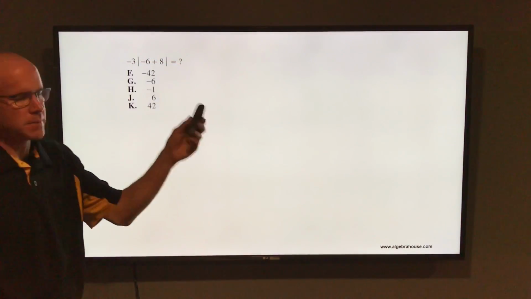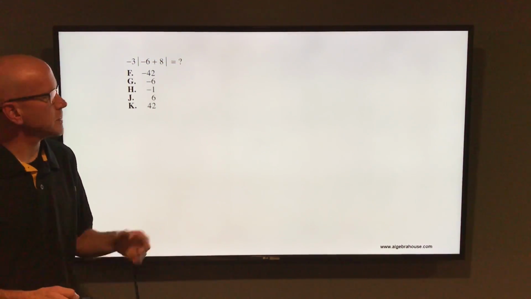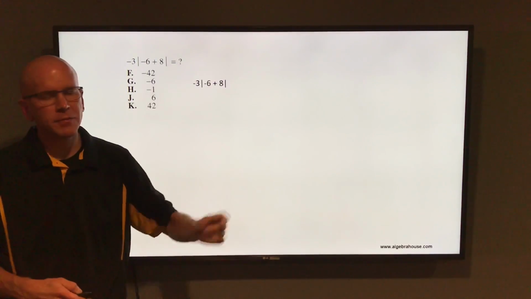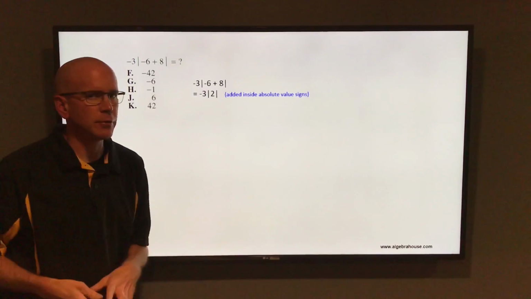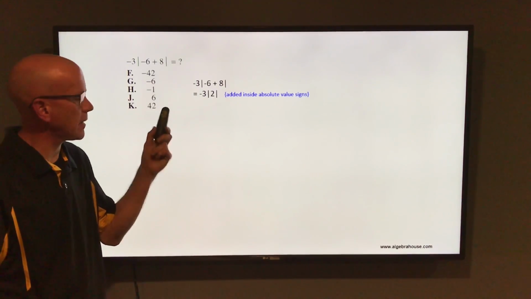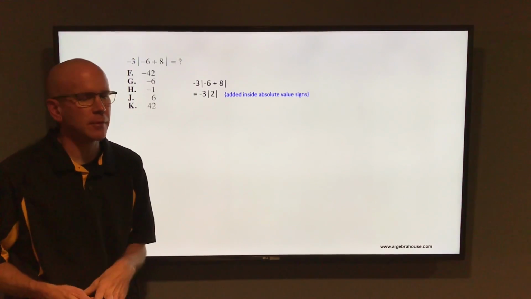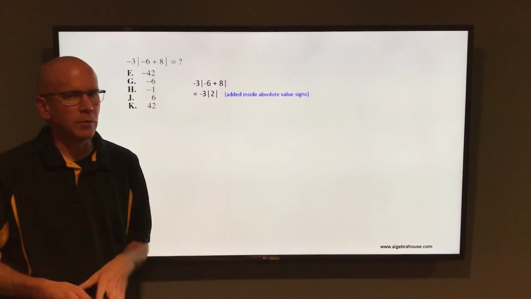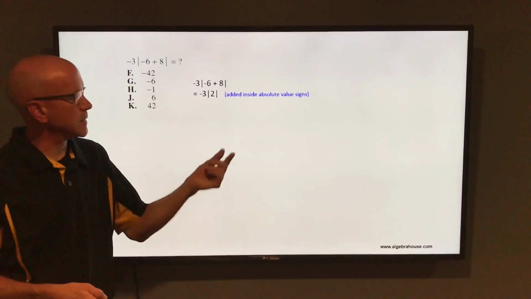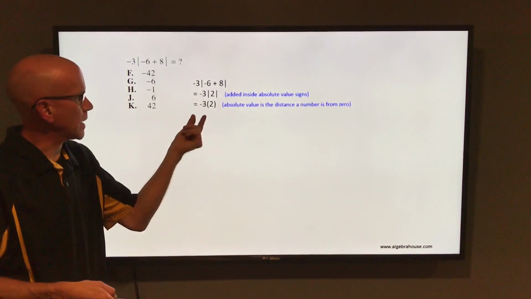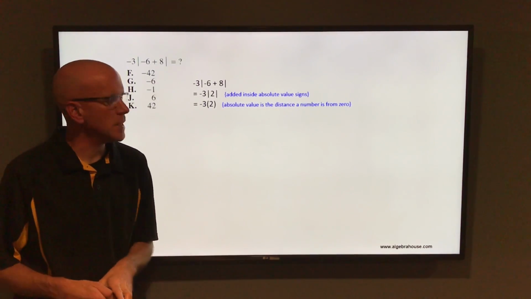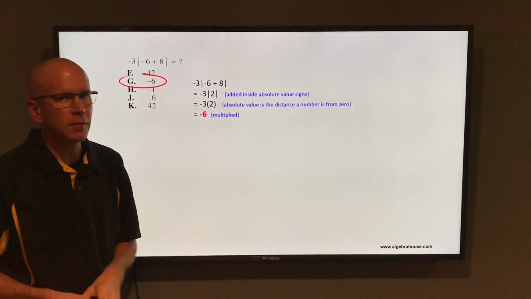You have negative 3 times the absolute value of negative 6 plus 8. Work inside the absolute value signs first. Take negative 6 plus 8, that is 2. So you're looking at negative 3 times the absolute value of 2. Notice one of the answers up here is positive 6, but that's not the right answer. The absolute value is the distance away from 0. So that's saying how far is 2 away from 0? It is 2 away from 0. So negative 3 times 2, that is going to be negative 6, which is letter G.